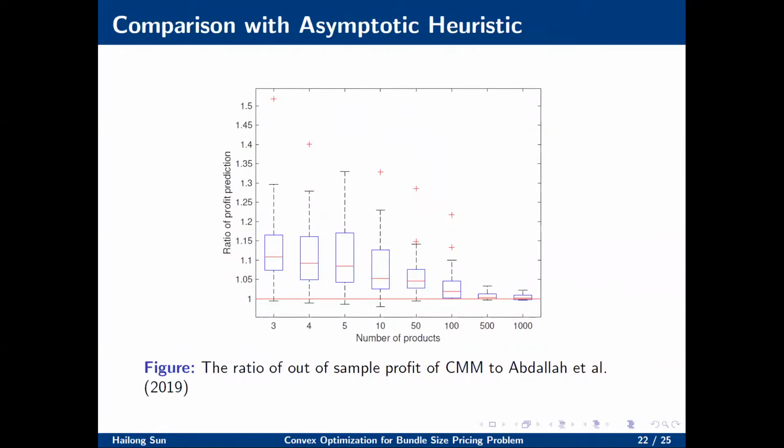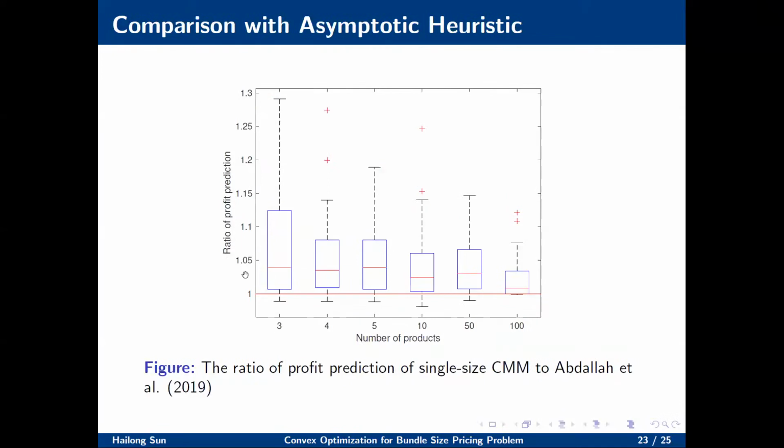So we also compare our approach with the asymptotic heuristic by Abdallah. So here, we vary the number of products from 3 to 1,000. And we also consider 5 common distributions, which is the same setup as their experiment. So this is the box plot of the ratio of the out-of-sample profit of CMM to their approach. So here, if the ratio is greater than 1, then it means that our approach attains more profit. So you can see that in almost all cases, our approach produced higher profits. In particular, for small-scale problems, this advantage is more significant. As the number of products grows larger, the two approaches actually get closer and closer. This is because they already proved that in the asymptotic region, their approach is optimal. But here we show that if the number of products is small, our approach performs better.